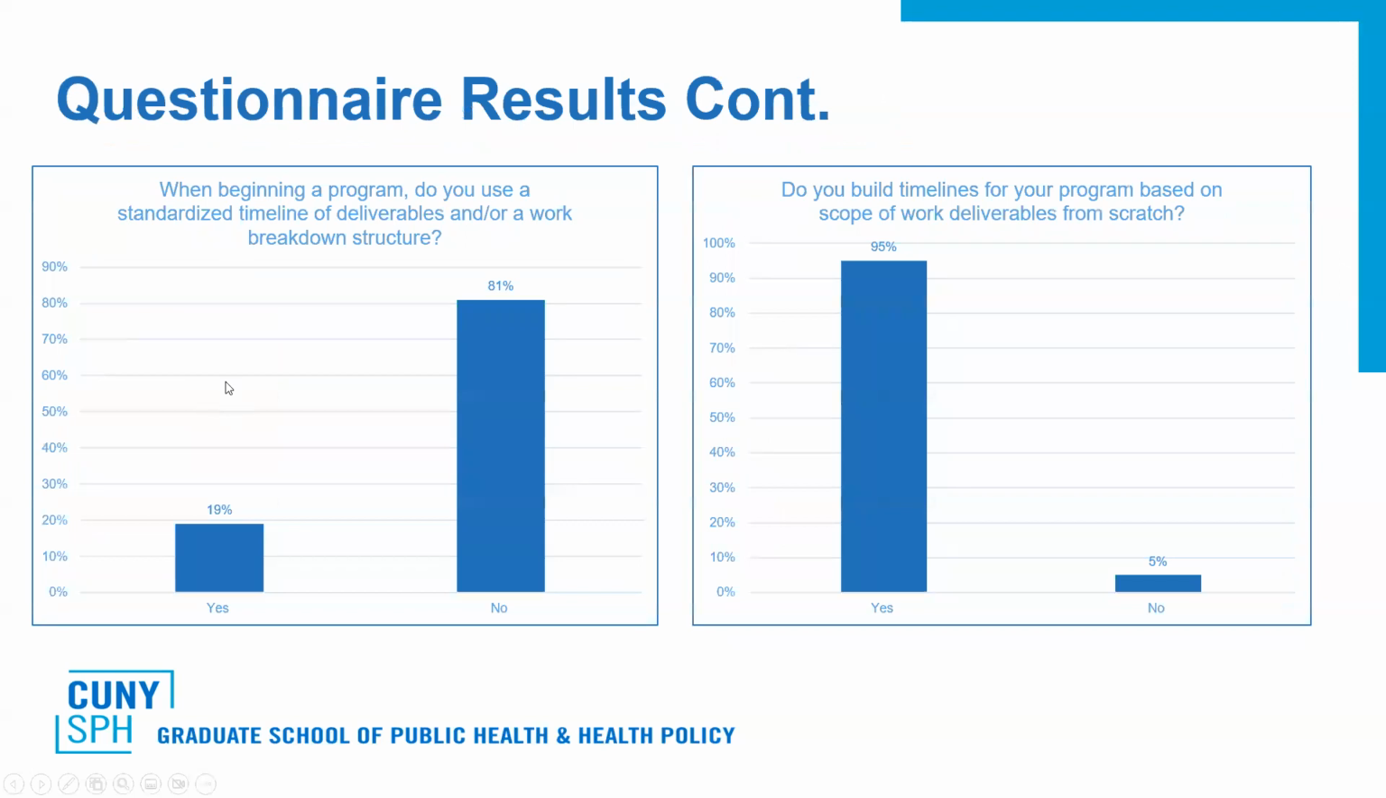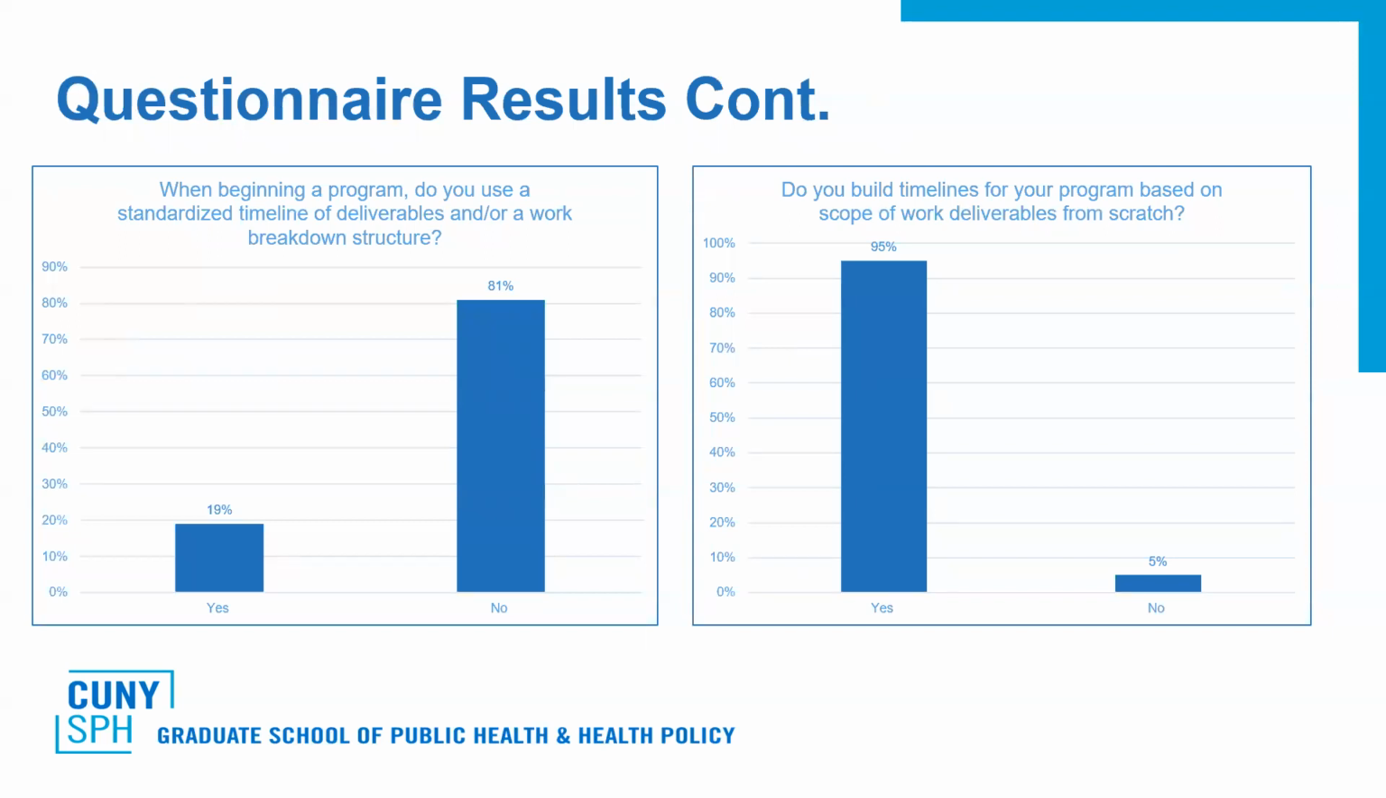When beginning a program, do you use a standardized timeline of deliverables and/or a work breakdown structure? 19% of folks said yes, 81% said no. This in and of itself is a very large issue. Every single project, regardless of length of time, dollars spent, number of grantees, should have a work breakdown structure available to them.